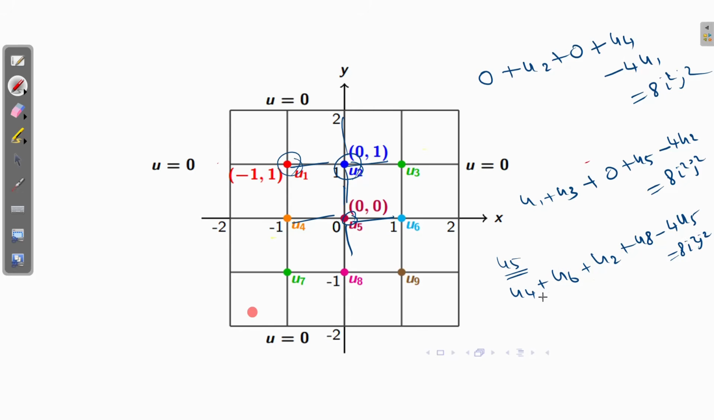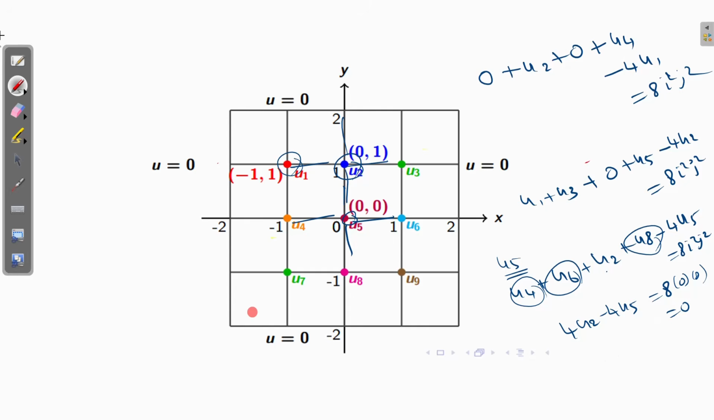What about the left hand side? Because of symmetry, what will happen? u4 equal to u6, it is equivalent to u2, and u8 also equivalent to u2. So u2 plus u2 plus u2 plus u2, 4u2 minus 4u5 is equivalent to 8 i square j square. What is the value you are going to give u5? 0, comma 0 into 0, comma 0 will be 0. It will be one equation.